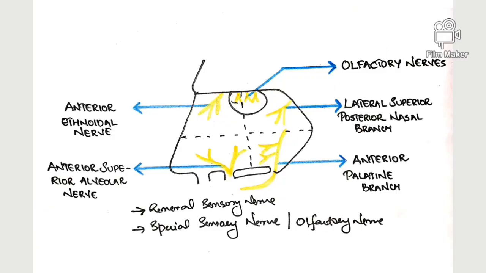Now that's a complete diagram. For a little bit of explanation of the general sensory nerve, we can say that the anterior ethmoidal is a branch of the ophthalmic nerve, and the anterosuperior alveolar nerve is a branch of the infraorbital nerve, and the last two are the branches of the pterygopalatine ganglion.